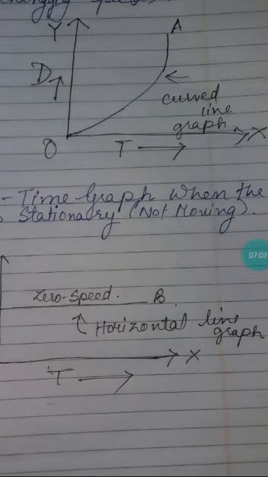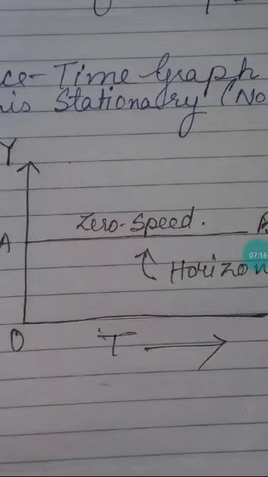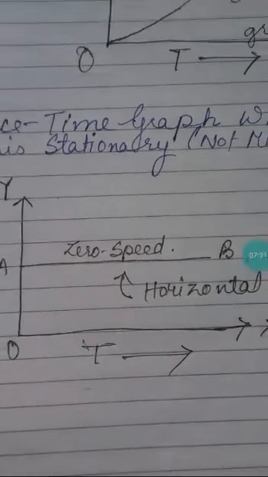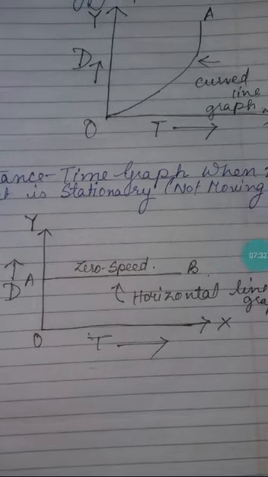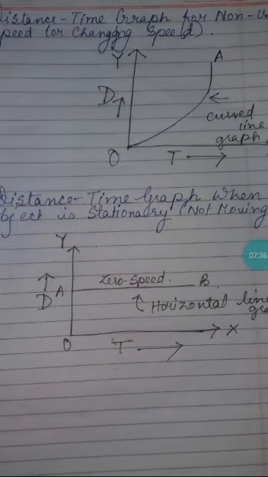Next, the distance time graph when the object is stationary. Object is stationary means it is not moving. So taking the distance along the y-axis, we will see that it is a horizontal line parallel to the x-axis. If the graph is a horizontal line drawn parallel to the x-axis, that means it is a distance time graph showing a stationary object. Stationary means an object which is not moving.